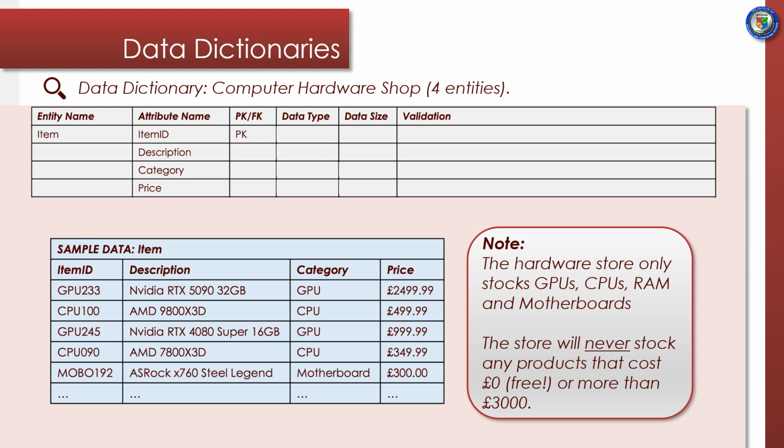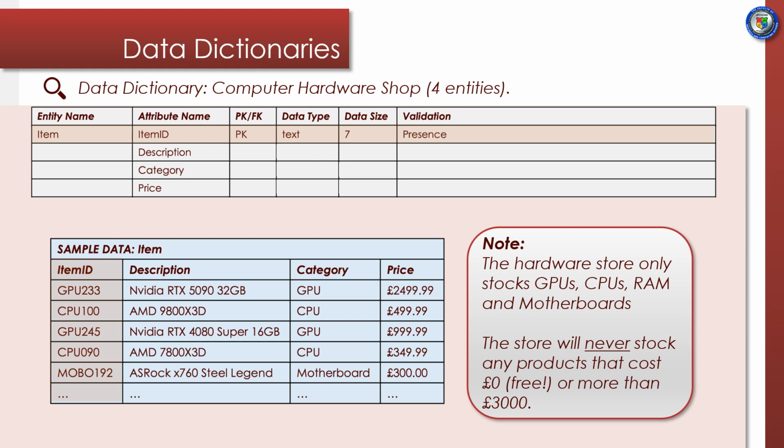Again, we do the same process. We look at that sample data. We have populated our data dictionary with the name of the entity. We have populated the 4 entity attribute names, and we've identified that key field. That attribute item ID, which is the primary key, is a text field. Its size is 7. And we have a presence check there.